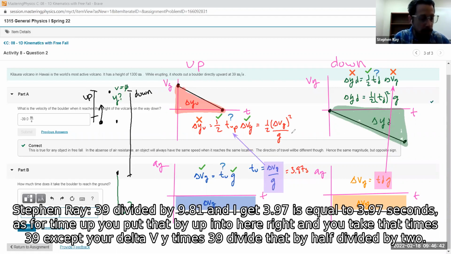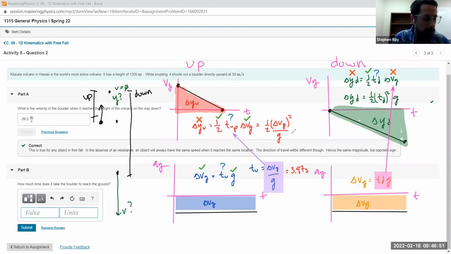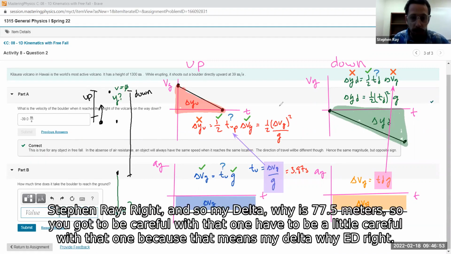You plug that value up into here, right? And you take that times 39, right? Because that's your delta vy times 39. Divide that by 2. Right? And so my delta y is 77.5 meters.